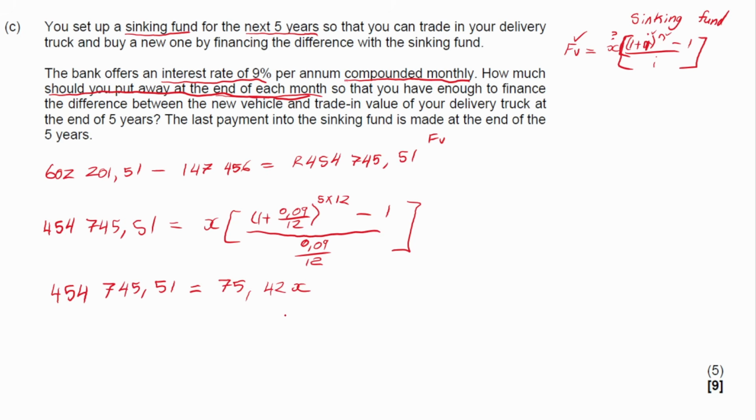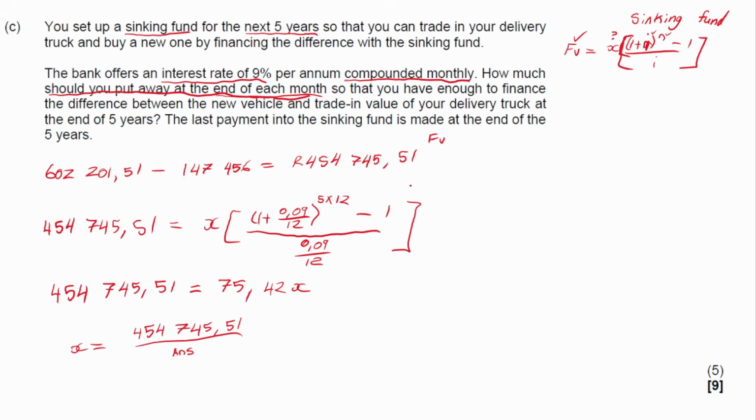So what you need to be careful of is don't round. I've shown it as a round number. I've rounded this, but in my calculator, I'm going to keep this in my ANS button. Okay. And what I'm going to do is say x is equal to 454,745.51 divided by 75. So what you'd see in your calculator is this divided by ANS.